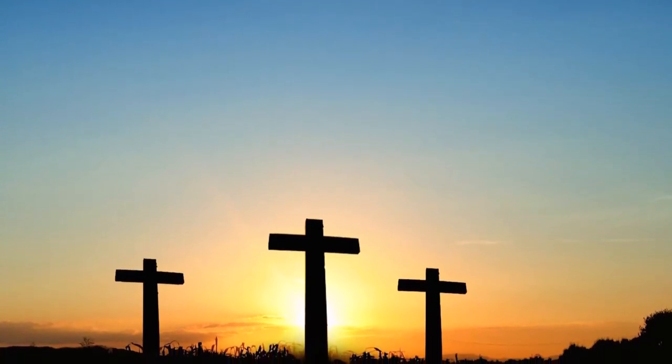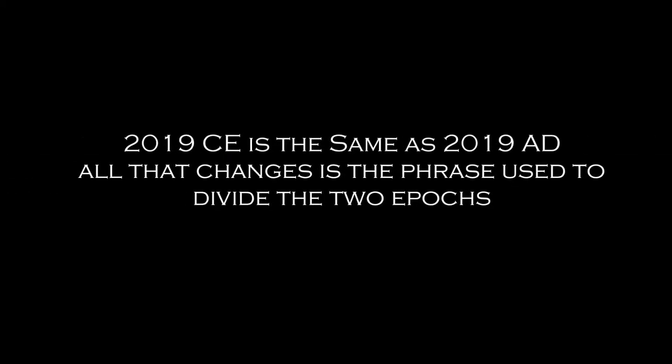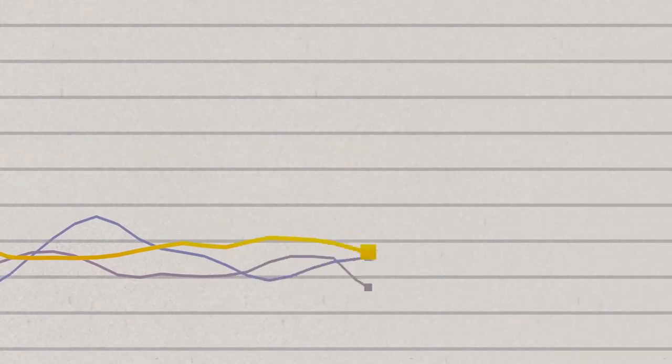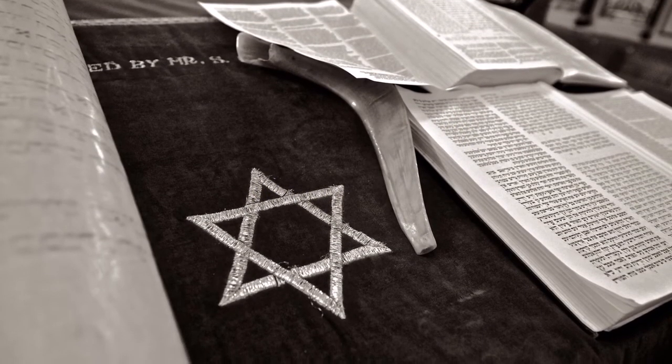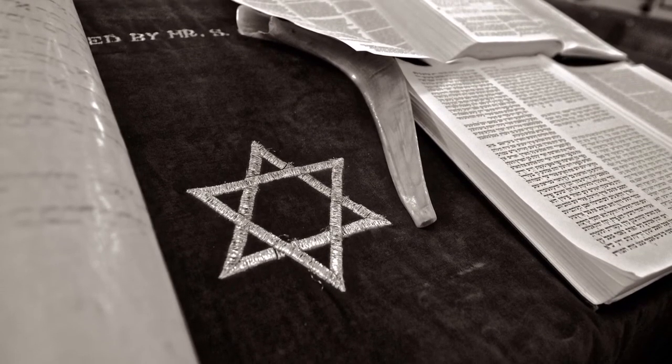And this gets to the crux of the matter and the main difference between CE, BCE and AD, BC. There isn't one really, they both refer to the same year. The only difference is the letters and what they stand for. Now, the use of CE and BCE has seen a surge of popularity in recent years, and for varying reasons. For instance, Jewish scholars often use these because of the whole AD thing. They don't believe Christian claims, so why should they use AD?